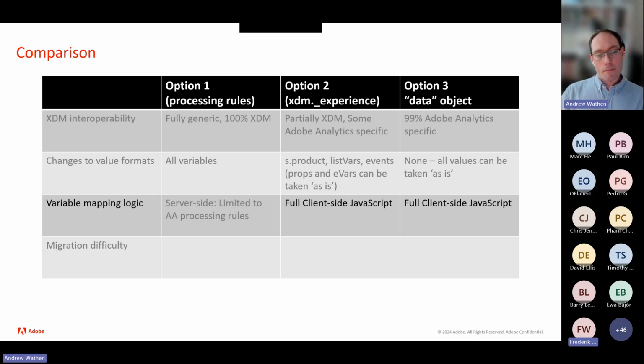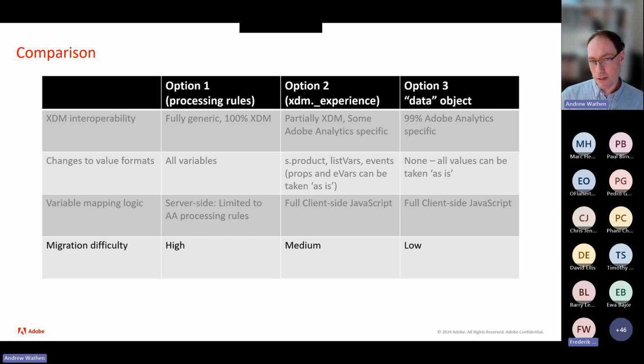And then finally, migration difficulty. I think with option 1, you've got a lot to do, and you are having to use processing rules. So there's quite a high level of difficulty, I think, in getting all of that stuff set up. Option 2 is a medium sort of level. It's halfway between the two. You do have to do some work to refactor some of your stuff, but you are moving towards that future support of the XDM object. So it's medium. And the third option is obviously low, because you are just going to take everything that you did in Adobe Analytics and slam it into this new data object.